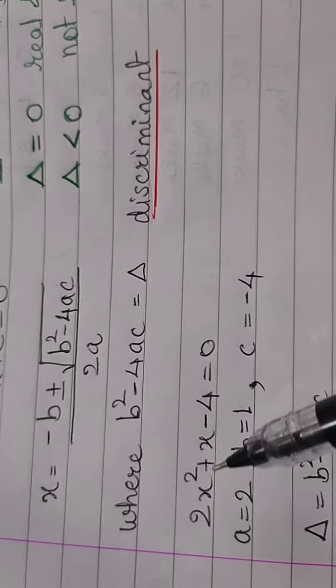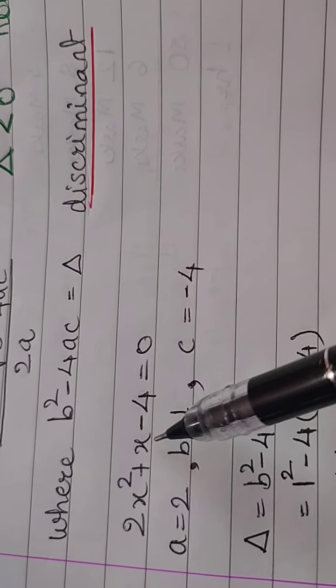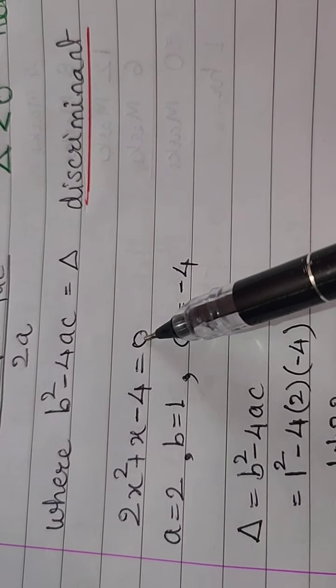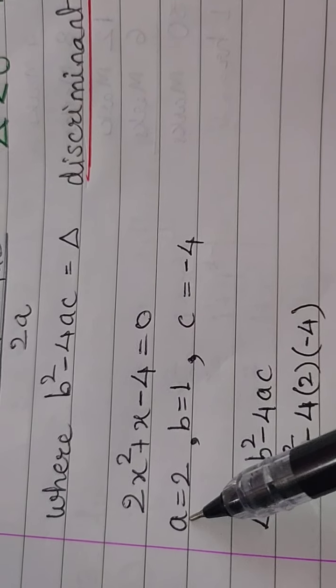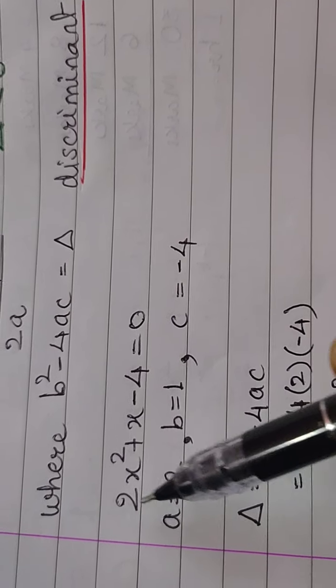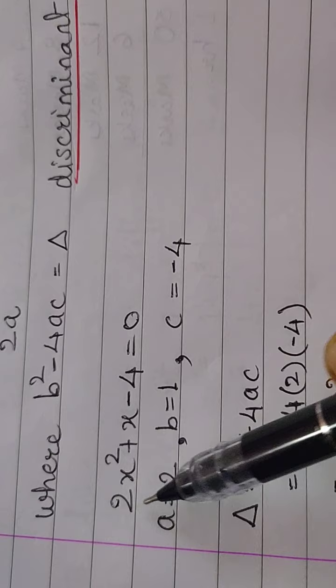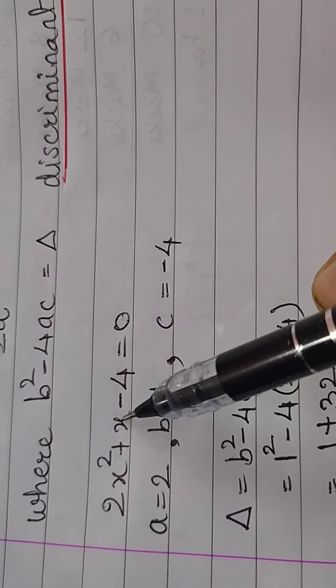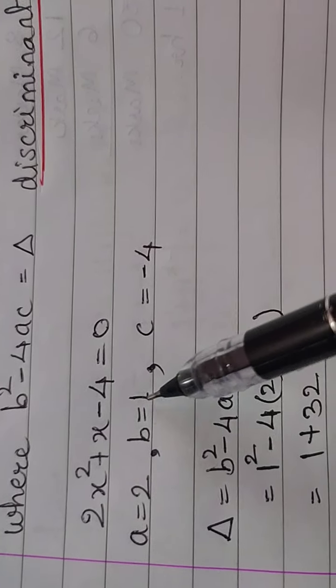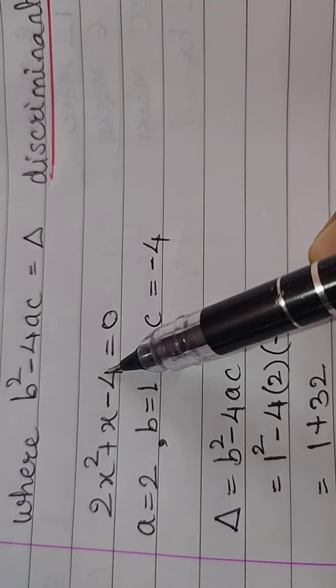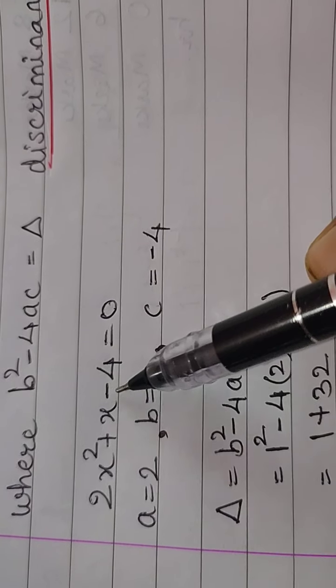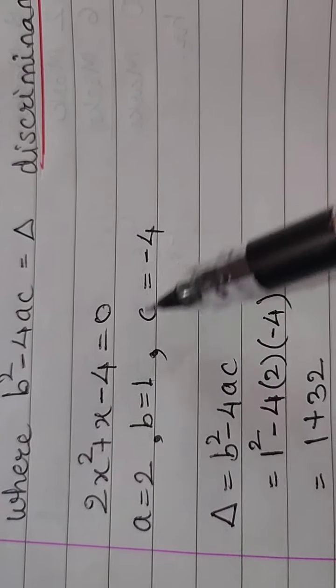For example, consider this equation: 2x square plus x minus 4 equal to 0. First of all, we will write the values of a, b, c. Here a, the coefficient of x square, is 2. The value of b, the coefficient of x, the middle term, is 1. And the constant term c is minus 4. So these are the values of a, b, c.